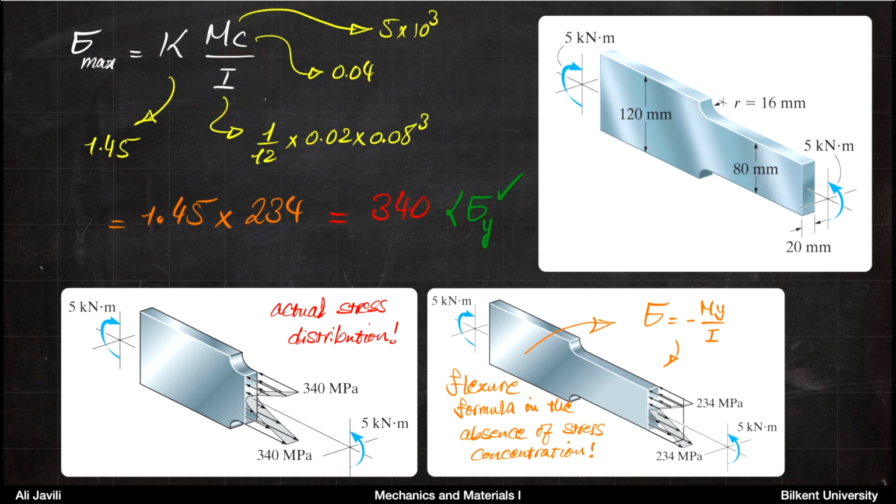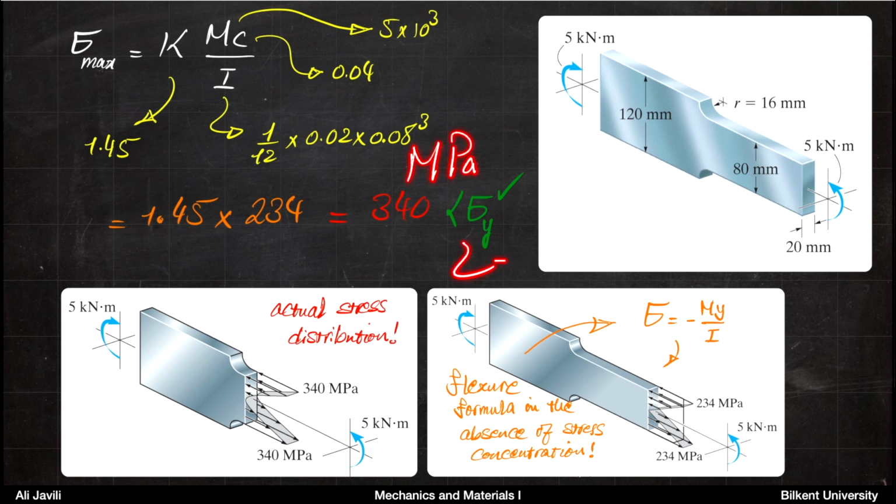The moment of inertia is 1 over 12 b h cubed. And in this case, b is the thickness, h is the height of the, again, smaller part. And if you calculate all of this, you get 234. You multiply that by 1.45, you get the stress of 340, or more specifically, this is 340 megapascal.